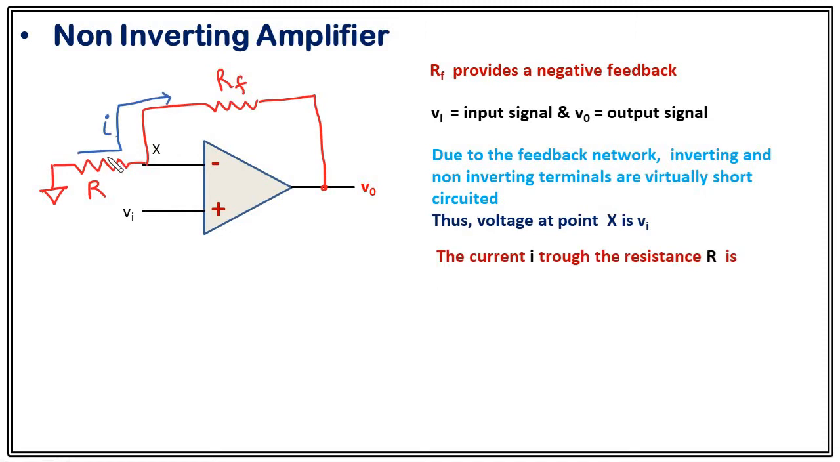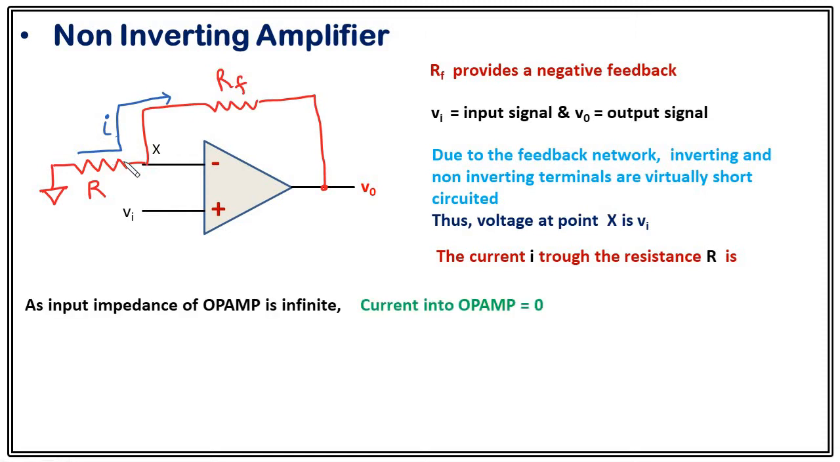Now, let's assume that I amount of current is flowing through this resistance R. As we know, the input impedance of the op-amp is infinite. Therefore, current will not go into this op-amp. Thus, this current I has only one option: it has to move through this resistance Rf. Therefore, if you apply Kirchhoff's current law at the point X, we can write that the current through this resistance R is equal to the current through this resistance Rf.